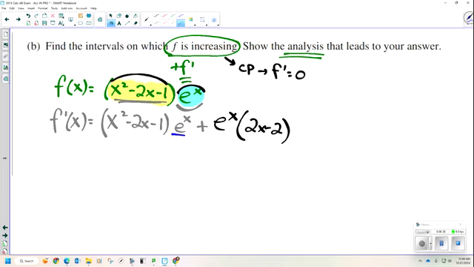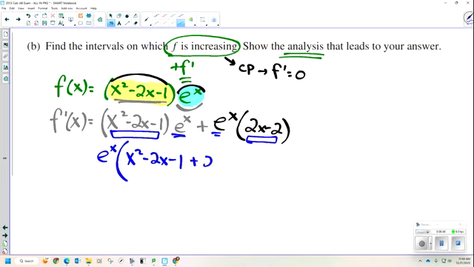Or, let's factor this out. We have e to the x. What's left? This, x squared minus 2x minus 1, plus this. But now there's no e to the x in the middle there, and we will just combine like terms right there, which is going to make it easy for us. How so? Negative 2x and positive 2x cancel. So I've got x squared, a minus 1 minus 2 gives me negative 3.